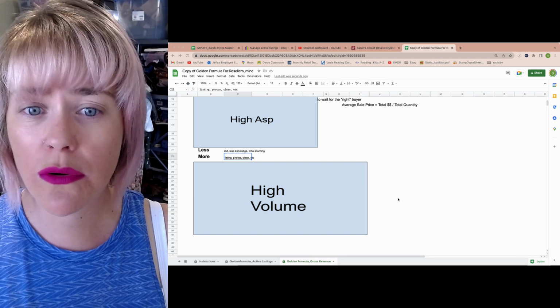So if you're noticing, you're probably spending the same amount of time just in different ways, right? And so this is where it's going to help you decide which one is right for you. Where do you want to spend your time? What knowledge do you have?